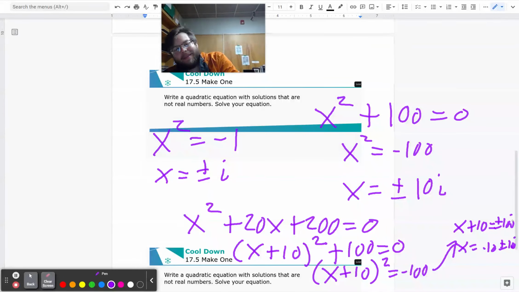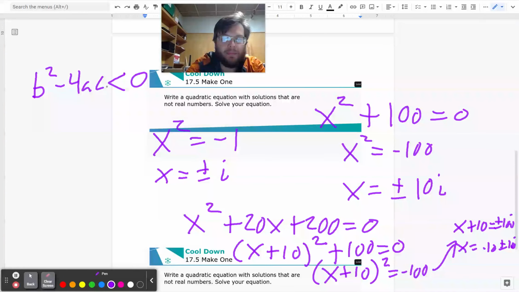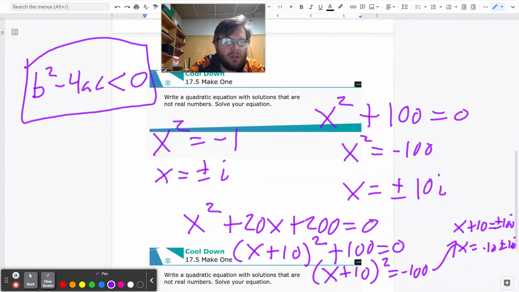So there's an infinite number of equations that have not real solutions. What you need to have is b squared minus 4ac has to be a negative number. If this is true, then you have not real solutions. Okay? So that's that for the exit ticket.